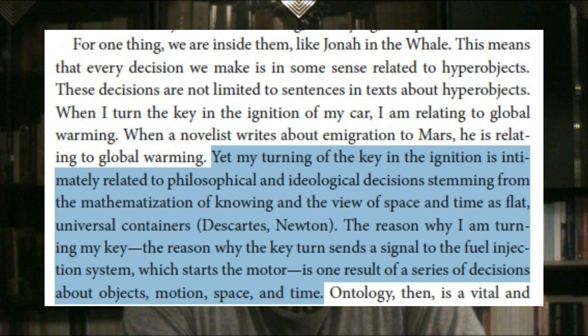a signal to the fuel injection system, which starts the motor. The motor is one result of a series of decisions about objects, motion, space, and time. And so this leads us to a critique against capitalism that Morton argues: capitalism isn't good at dealing with global warming because it lacks the ontological and philosophical understanding of hyperobjects, like the things that we just mentioned with the car key. All of those things result from a series of decisions in a philosophical framework that does not include hyperobjects.